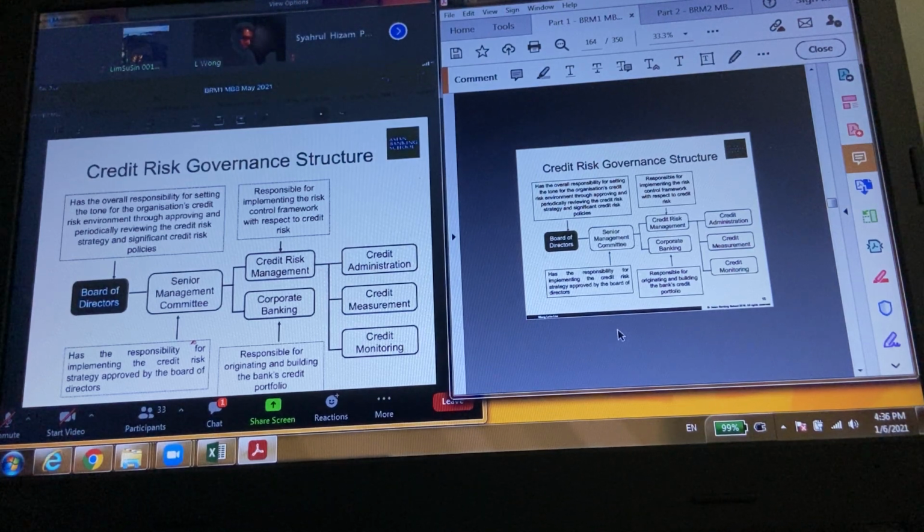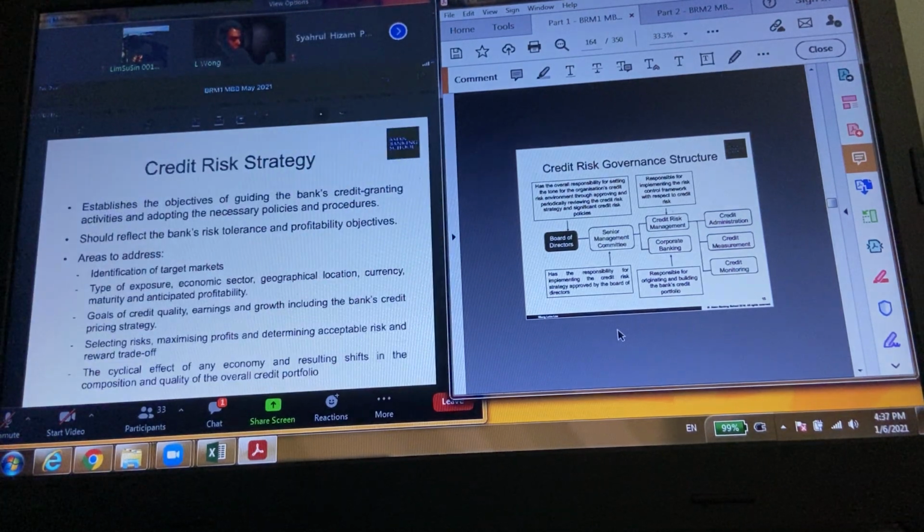So once they're done, they pass it down to the credit risk management, corporate banking department, right? This one is basically to go and look for the loans and help the customer to apply for the loans, etc. Right? So once done, all the back office will do the work, administration, measurement, monitoring. Right? So this is a structure, right? Framework. Okay. So you can go through yourself.